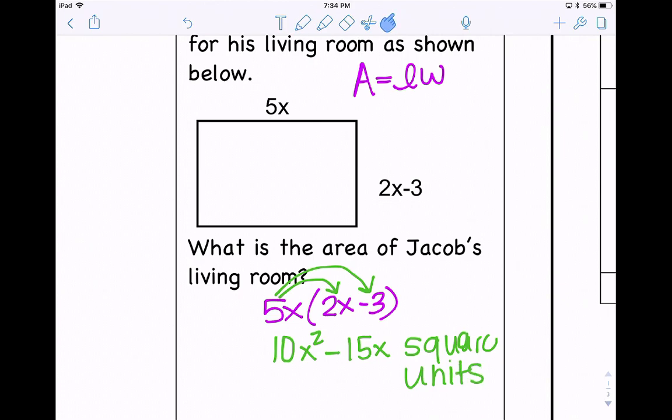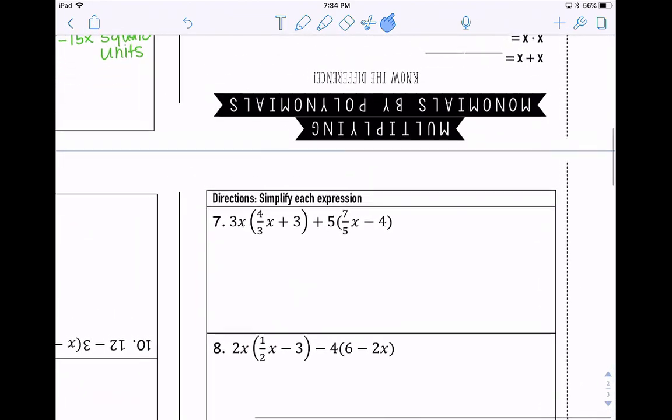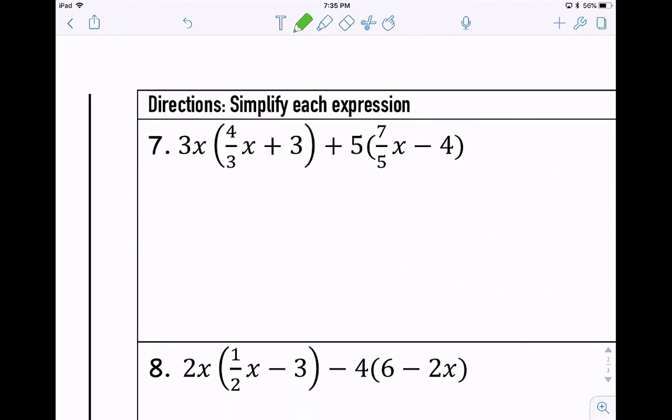Okay. All right. Number 7 is very similar, but it's just getting a little bit more complicated now. So a few more steps, but still the same process. So we're going to do 3x times 4/3 x. So again, 3 times 4/3. If you use your calculator, you'll see this. If you don't have a calculator, you should just recognize that those 3's will cancel out. We're going to be left with 4. And then x times x, again, is x squared. Then we do 3x times positive 3 is plus 9x.